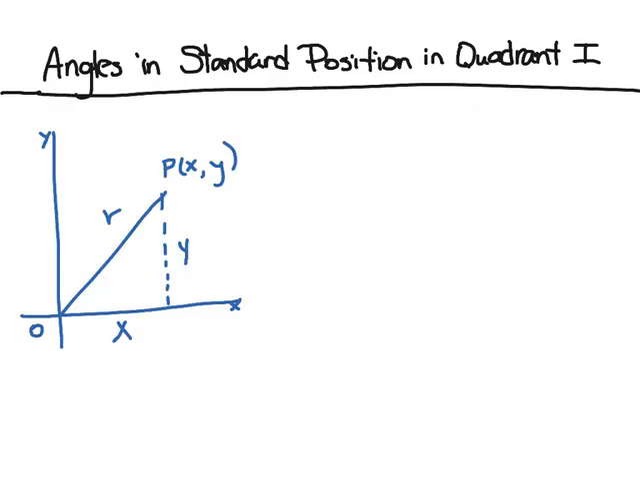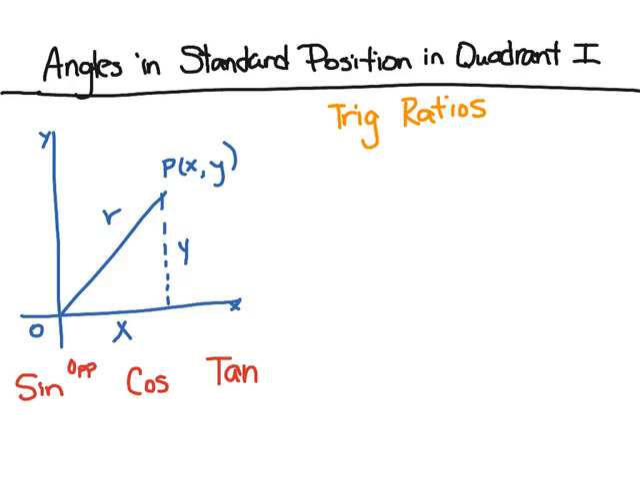So if we wanted to find all of our primary trig ratios, our primary ratios are sine, cos, and tan. And if you remember SOHCAHTOA, sine is opposite over hypotenuse, cos is adjacent over hypotenuse, and tan is opposite over adjacent. Just so you remember, SOHCAHTOA.